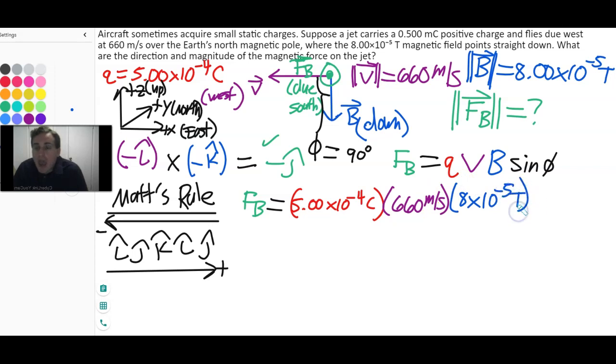And then we need the sine of 90 degrees. Now the sine of 90 degrees is a very special value from the unit circle. That's equal to 1. It maximizes the cross product. So I think all we need is these three numbers multiplied, and we should be able to get that magnetic force magnitude.